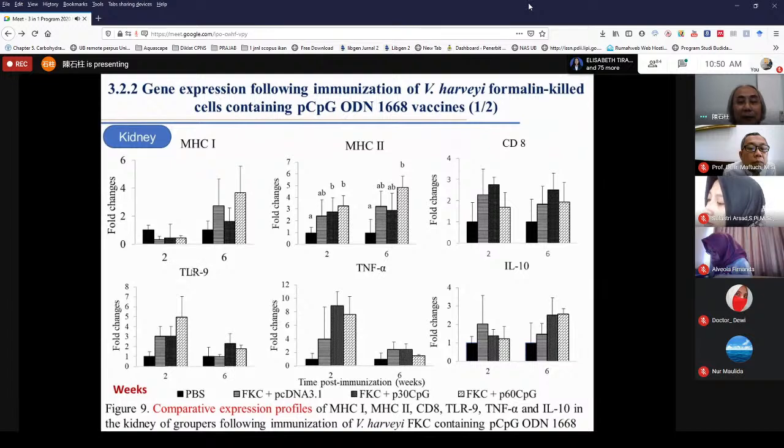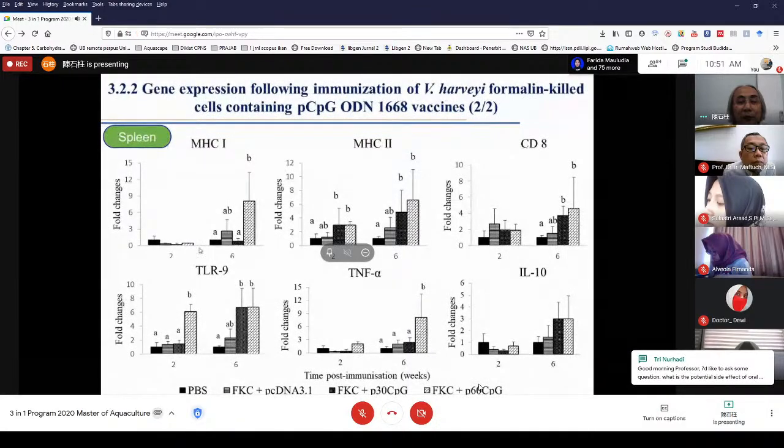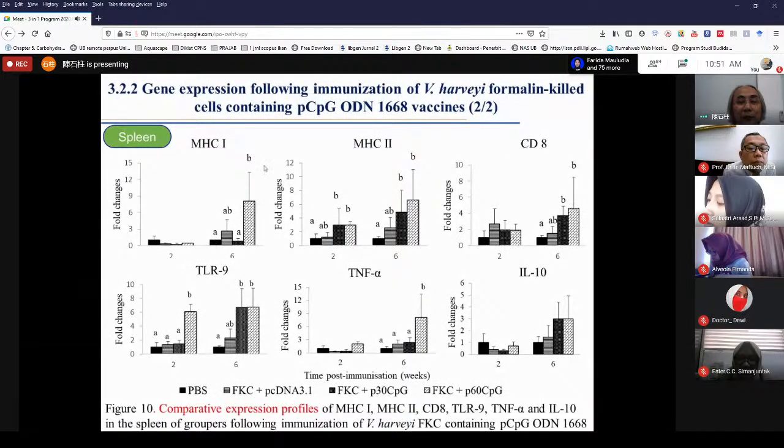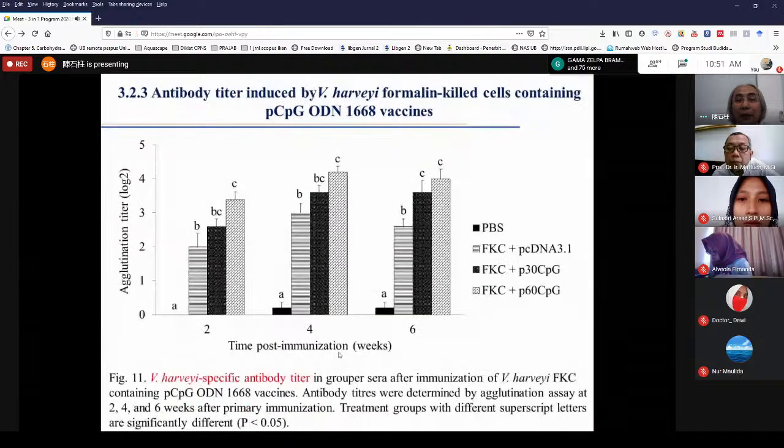So why does CpG ODN increase TLR9? Maybe I hope you understand, TLR9 is a receptor on antigen presenting cells like macrophages. So they have a receptor that binds with the CpG. So why will TLR9 be increased? Okay, this is the sample from the spleen. The time schedule is the same. So they also have increased TLR9 in the spleen, and MHC2, and the CD8 activity. So it means they increase cellular immunity too. How about antibody titer? Okay, 60 copy.